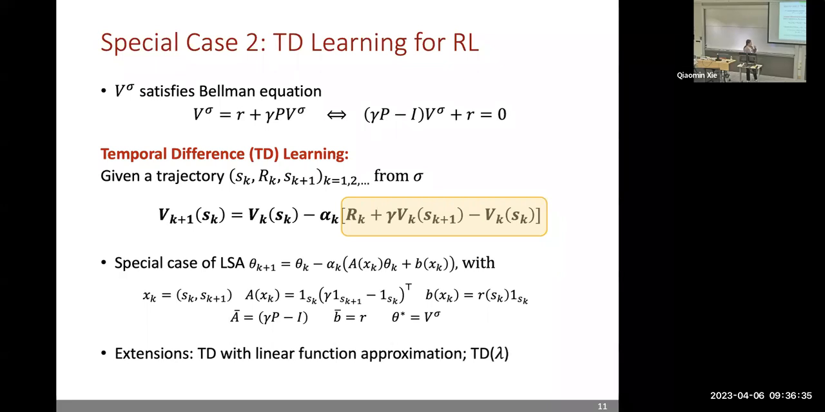And as I said, there can be other variants of TD learning, say using function approximation, and you can also use multi-step data to update your value function, corresponding to TD lambda. It turns out all these variants can be written as special cases of the general RSA procedure. So these are two examples of the RSA procedure we discussed earlier.